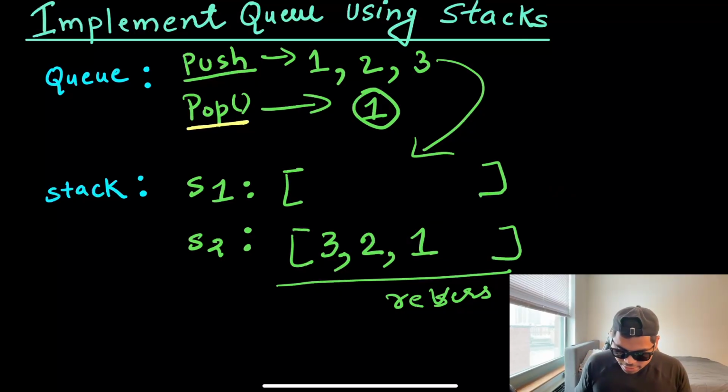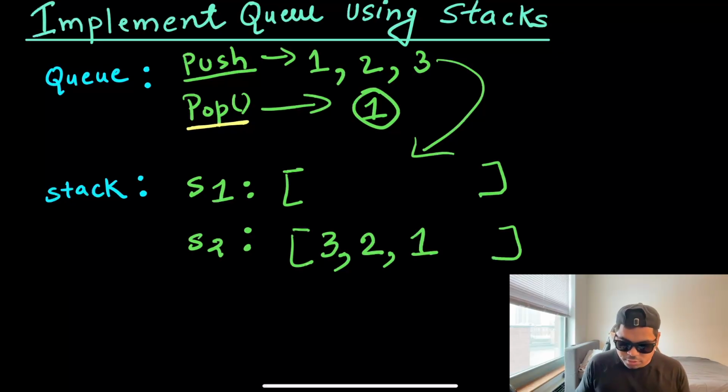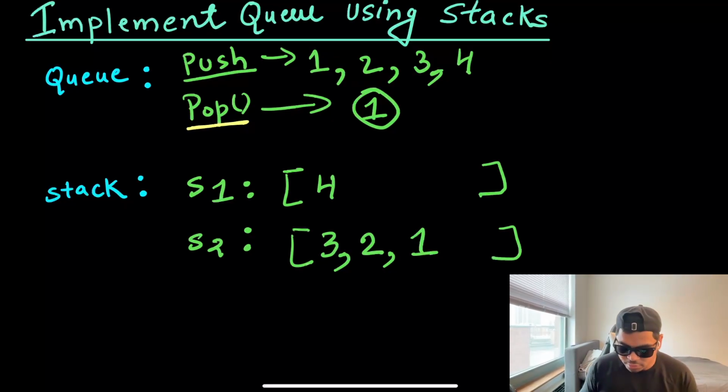And if I have to again push some more elements, let's say I was asked to push 4, I will push it to my S1. But remember, this 1 is gone. We have popped this out. Now this is the order that we have in S2 and S1. S1 has this element 4, which was pushed the last.